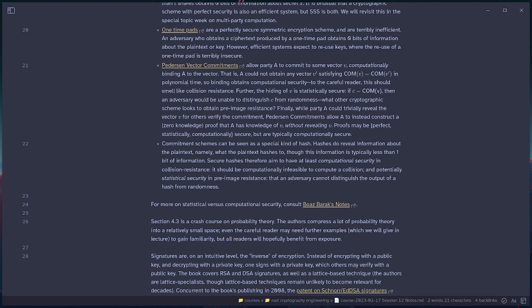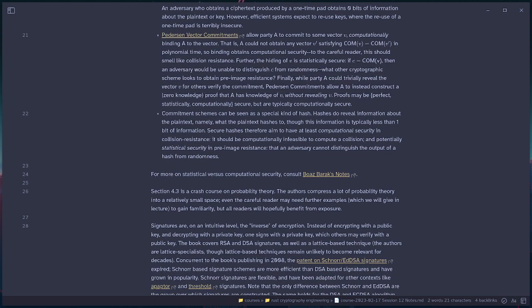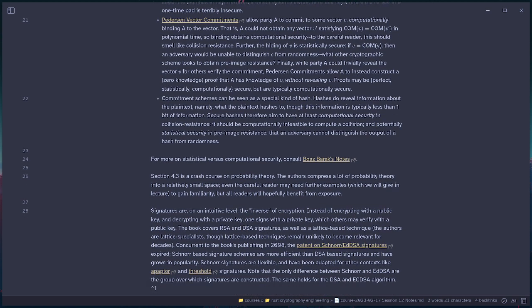We're emphasizing this because I think the introduction to probability theory in the textbook gives a lot of context for probability theory, but maybe less context for cryptography in that sense.